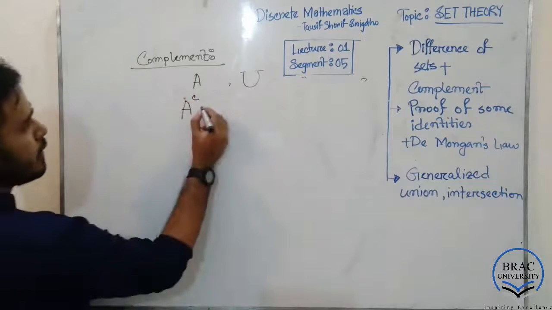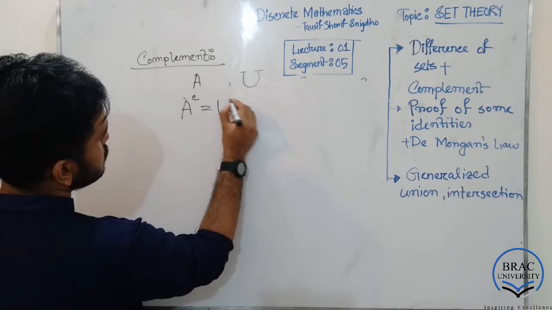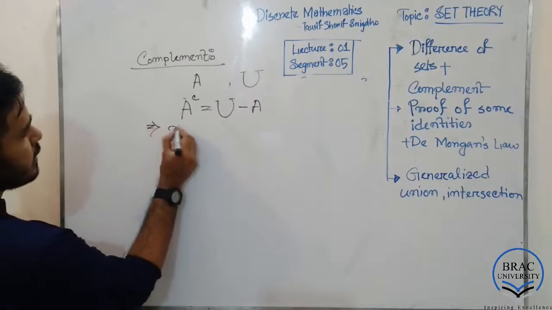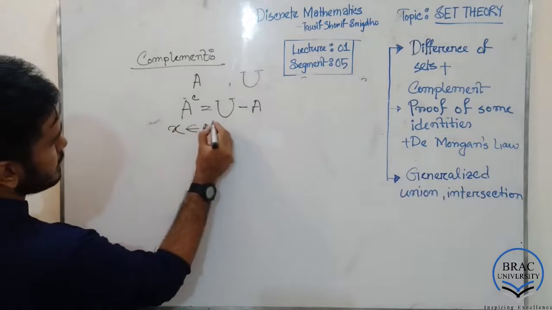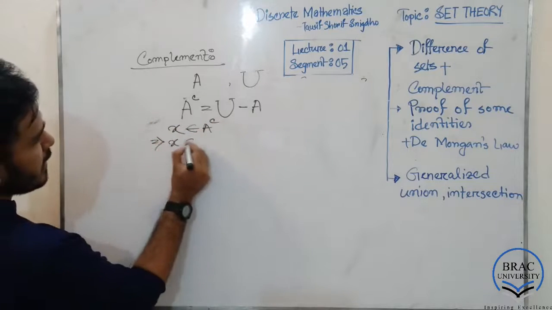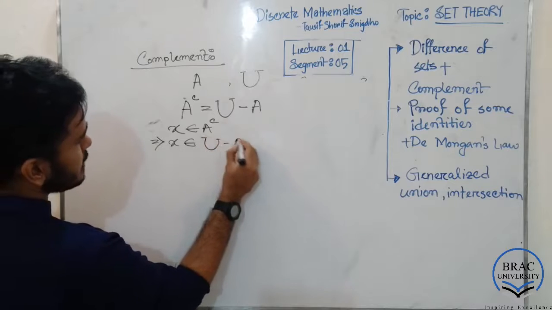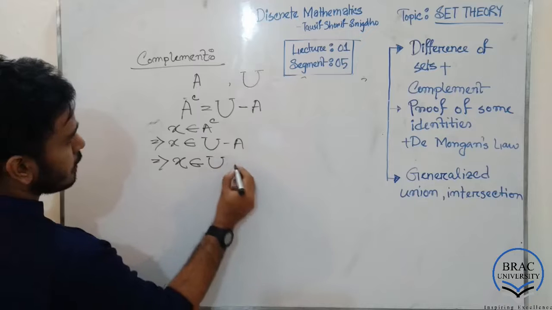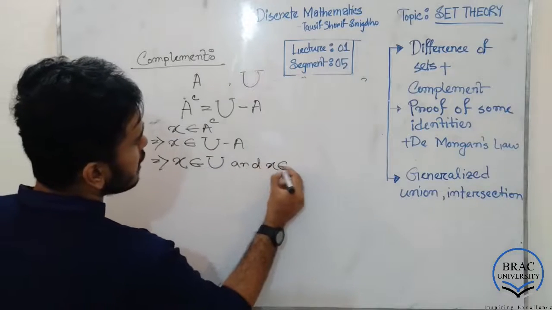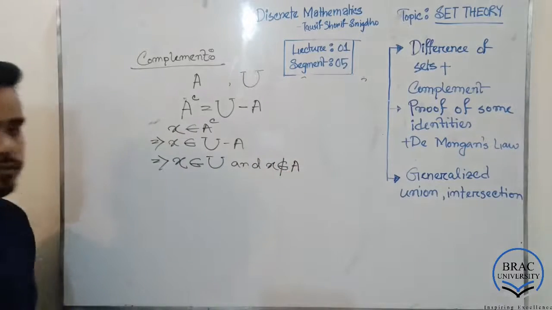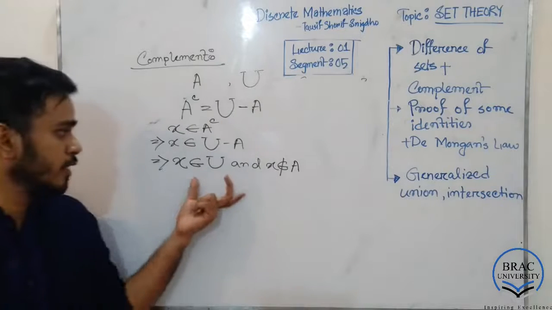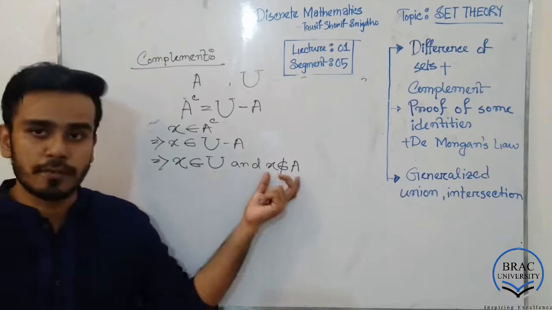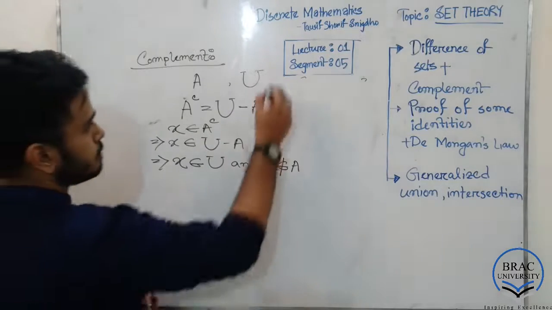So by definition, complement of A equals U minus A, right? So if someone claims that X belongs to A^C, it means X belongs to U minus A. That means X belongs to U and X doesn't belong to set A, right? And this is what we actually told in our definition, right? X will belong to U and X cannot belong to set A.